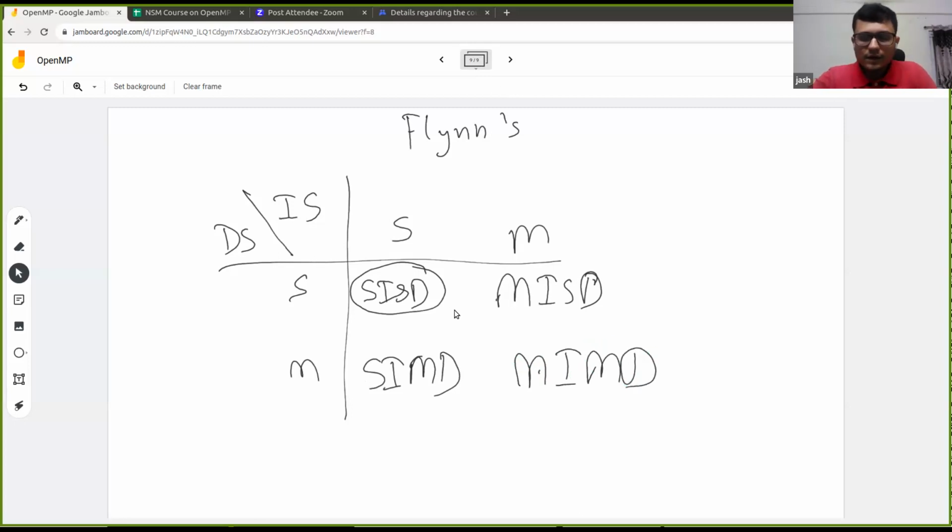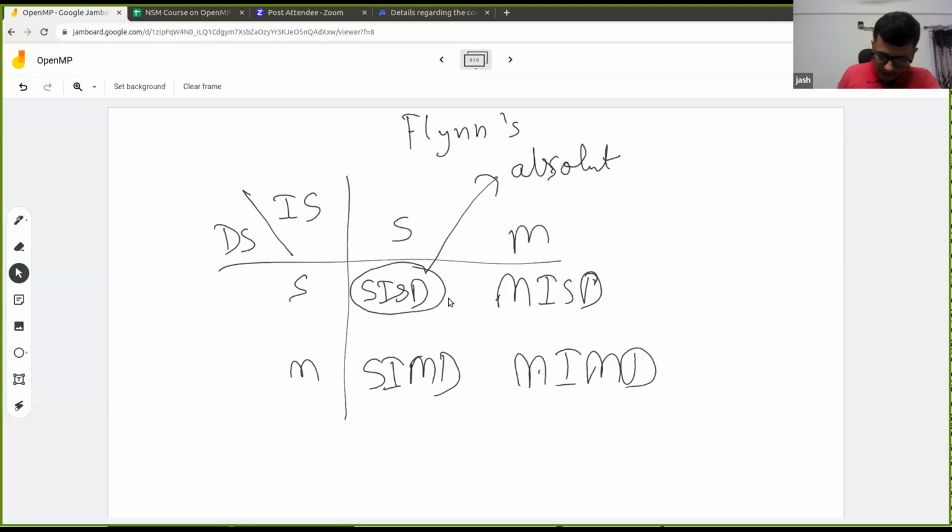So this SISD is like a uniprocessor, right? You are just executing one thing at a time, and this is kind of obsolete nowadays, because even your smartphone or anything will come with multiple cores, and you won't be practically using this architecture nowadays.